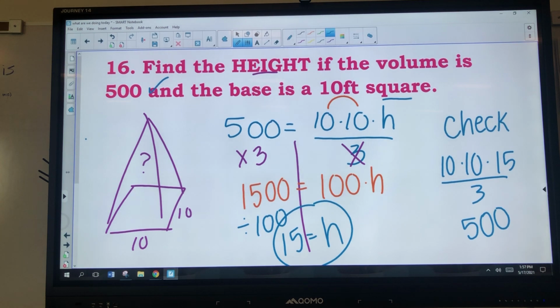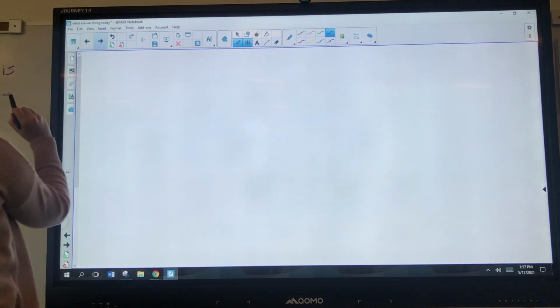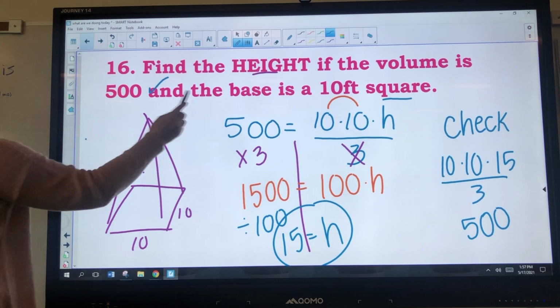So that's your volume formula of a pyramid. It takes up exactly 1/3 of a rectangular shoebox.